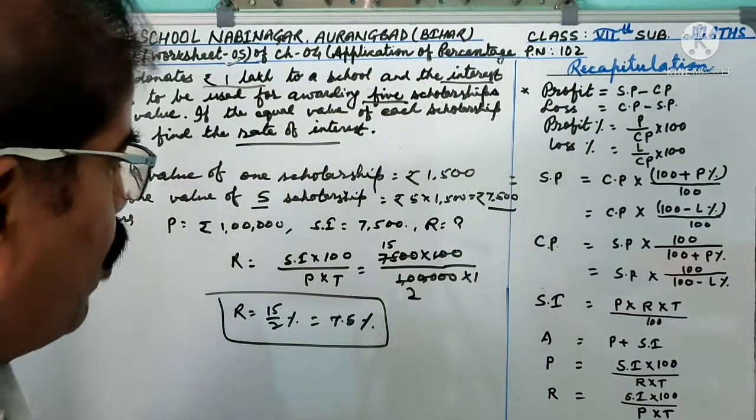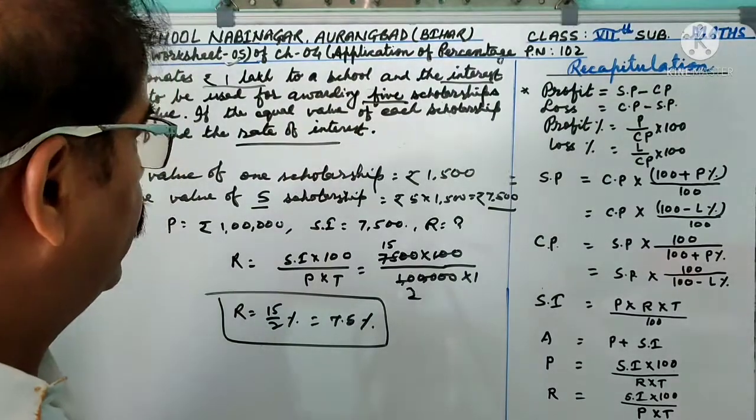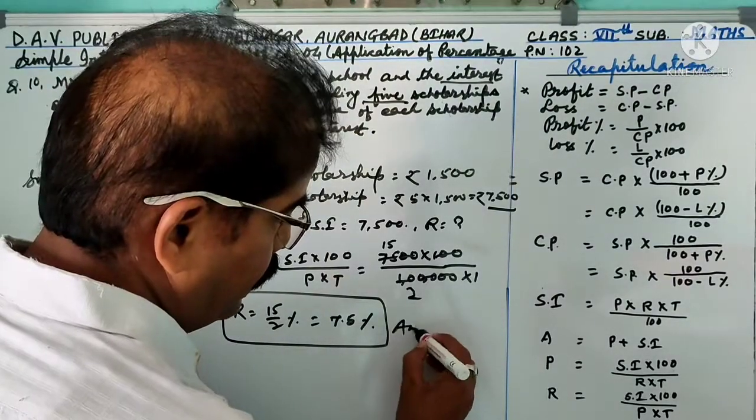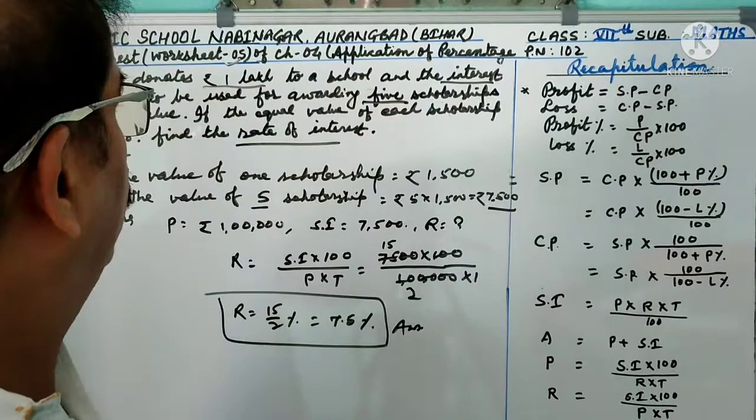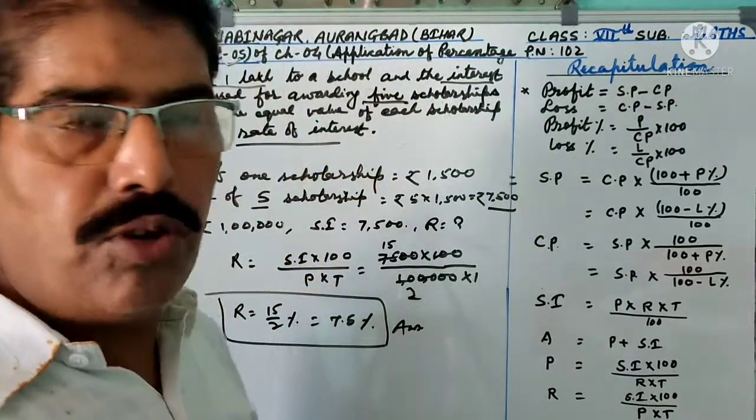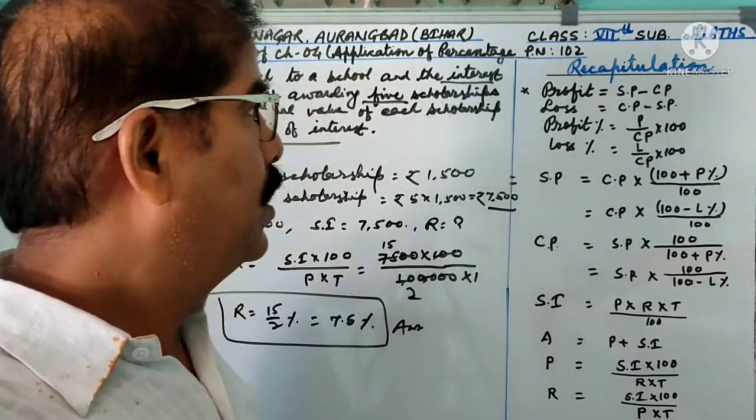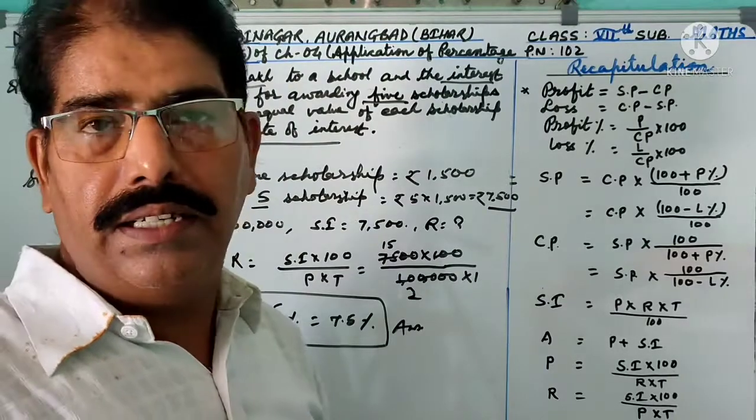is 7.5%. So dear students, your worksheet 5 is finished and your homework is to do worksheet 5 of chapter 5.